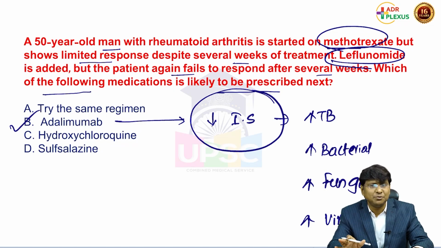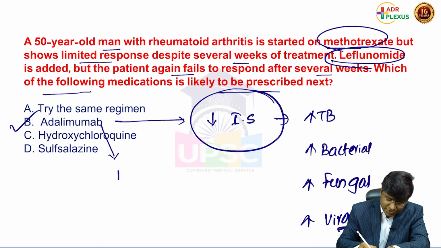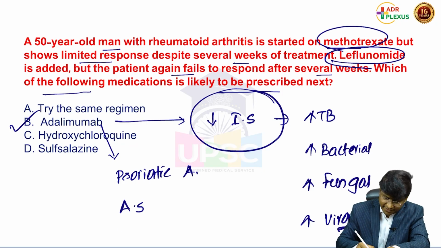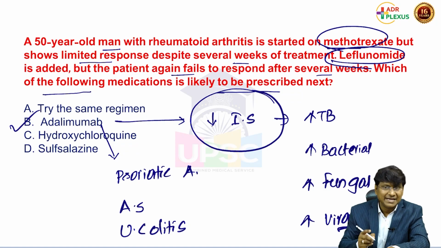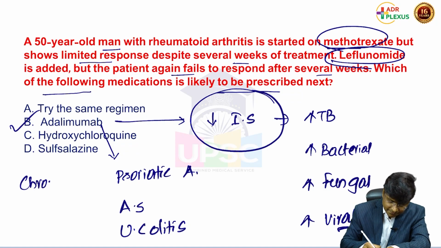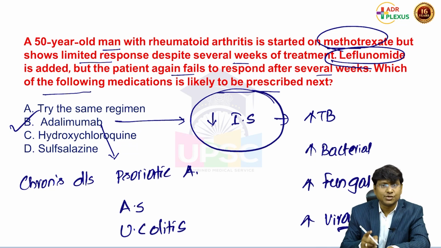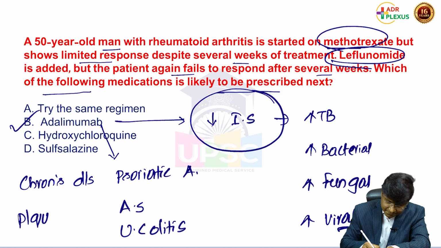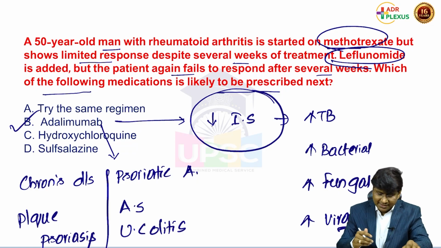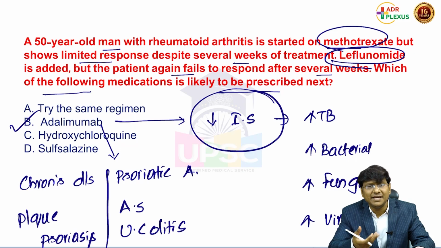Adalimumab is not prescribed only for the treatment of rheumatoid arthritis. It can be prescribed for many other autoimmune diseases or connective tissue disorders. It is also used in the treatment of psoriatic arthritis, ankylosing spondylitis, ulcerative colitis, Crohn's disease, and plaque psoriasis. So these are multiple other conditions where adalimumab can be used.